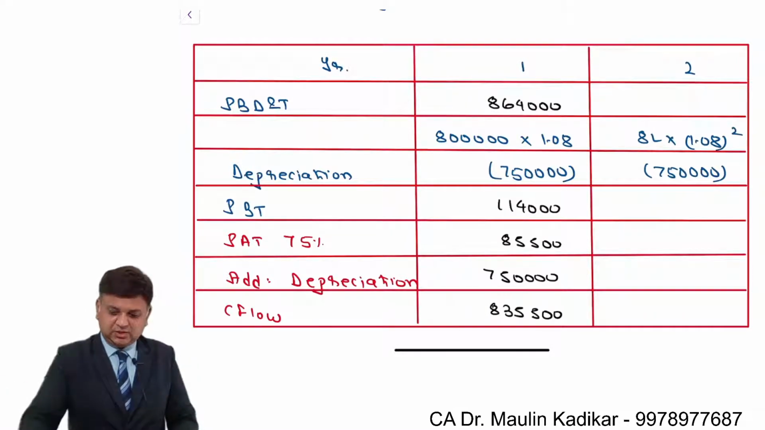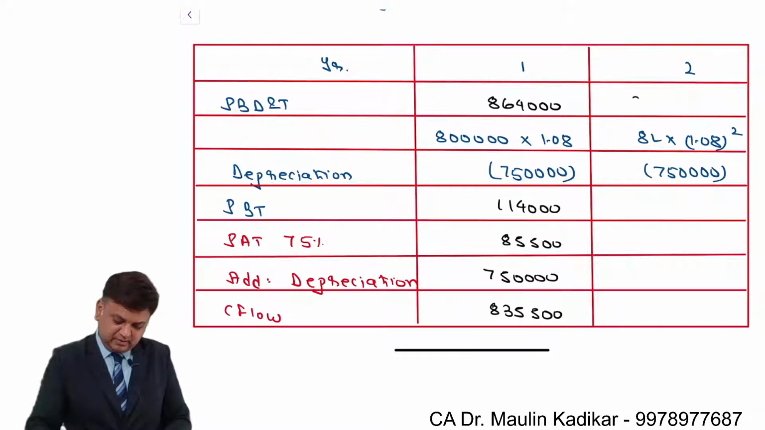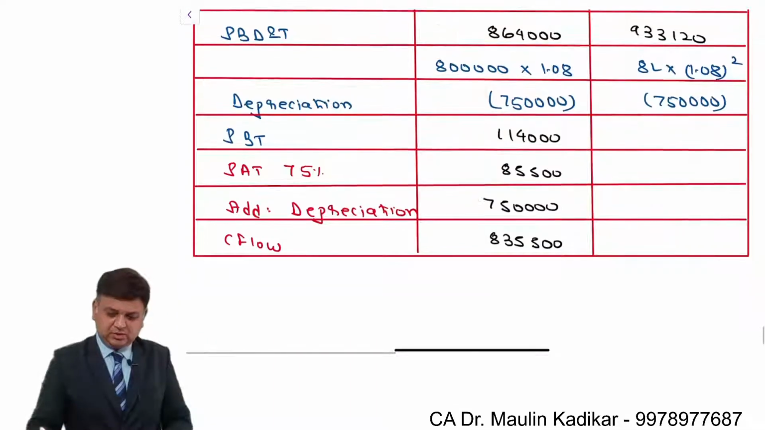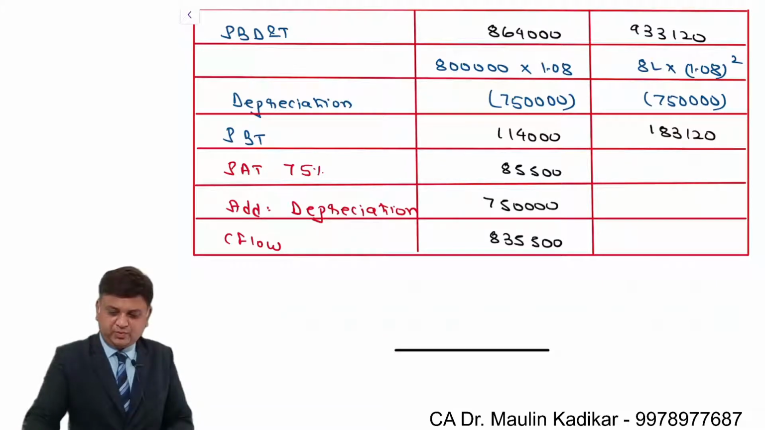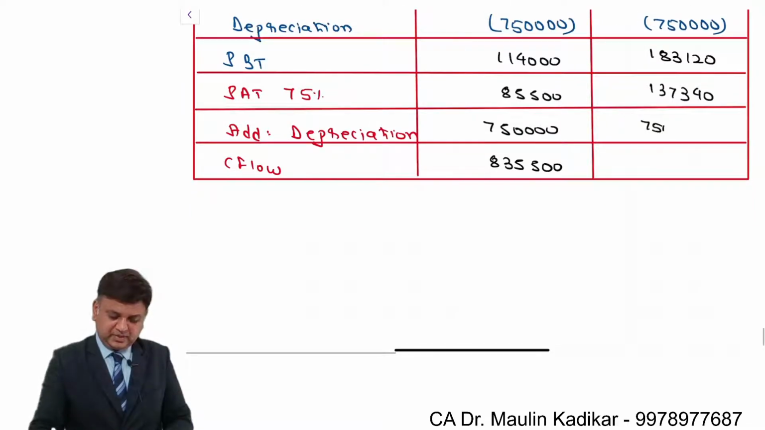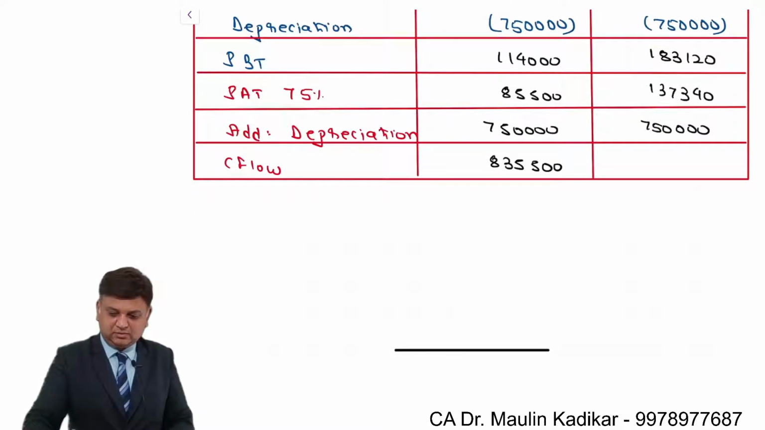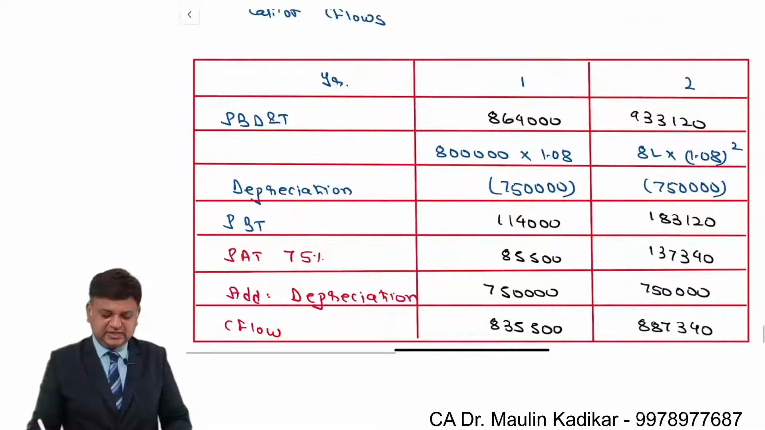Second year it is square of 1.08 into 8 lakhs. 9,33,120 minus 7,50,000, 1,83,120 into 0.75, 1,37,340 plus 7,50,000, 8,87,340. This is the way the cash flows can be found.